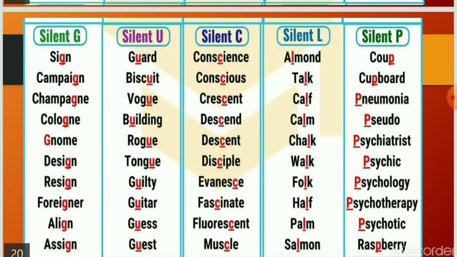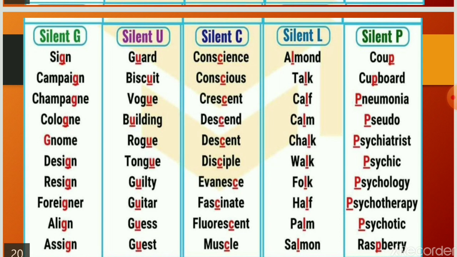We are going to move to the silent C. Conscience, conscious, crescent, descent, disciple, fascinate, fluorescent, muscle. So here this C letter is silent. Now we are going to move to the silent L. Almond, not almond with the L sounded. Almond is not suitable. Talk, cough, calm, chalk, walk, fork, half, palm, summon.